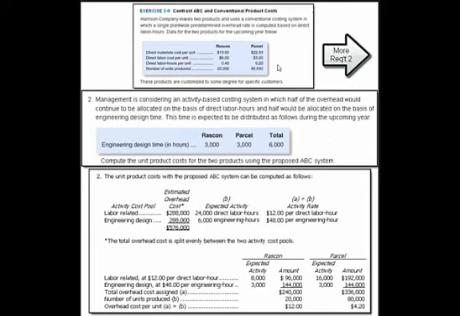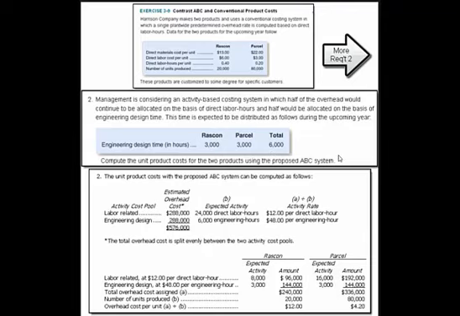Okay, so we've got the same information up top, and here's what it says on requirement 2. Management is considering an activity-based costing system in which half of the overhead would continue to be allocated on the basis of direct labor hours, and half would be allocated on the basis of engineering design time. This time is expected to be distributed as follows during the upcoming year. So we see 3,000, 3,000, a total of 6,000.